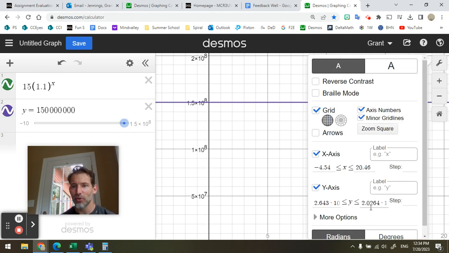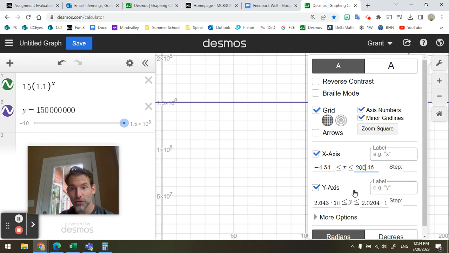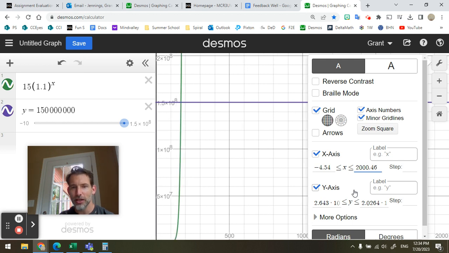So let's look at more and more values of x until we see the graph hockey stick up. This is exponential growth, folks. Here's 200 days. Still not there. That's like less than a year. Okay, 2,000 days. Oh, we got it. It's just a little past 200. Cool, eh? Yeah, it doesn't take that long.